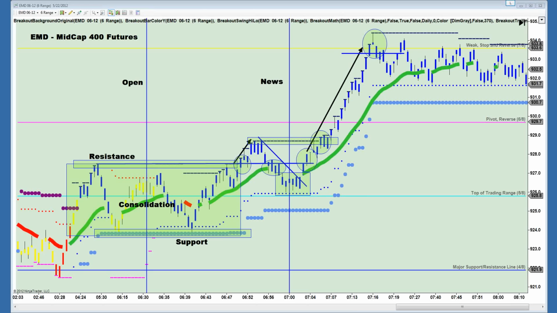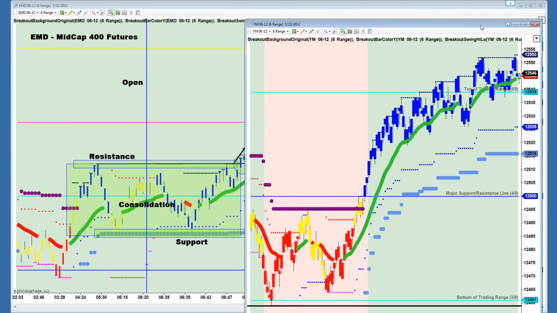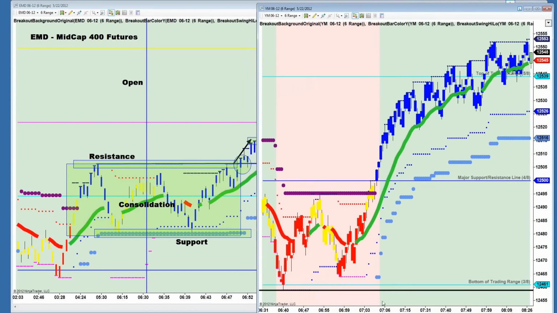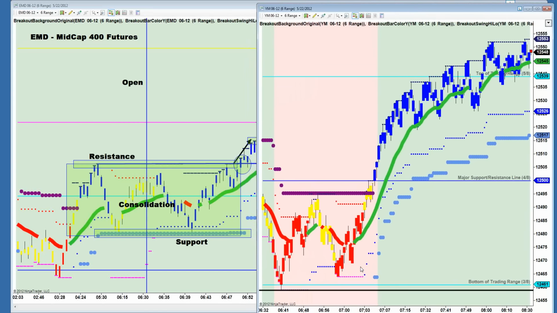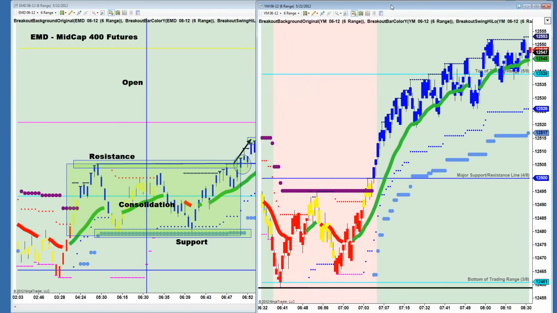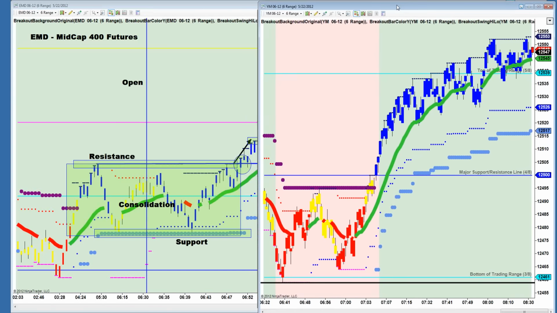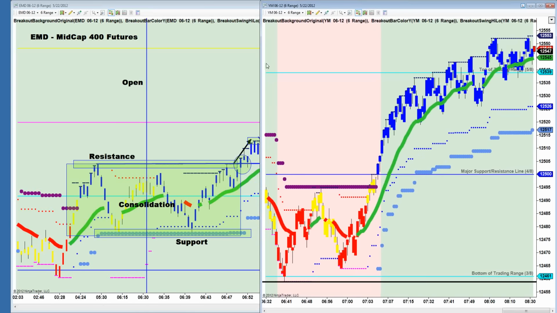I do have one other chart to show. It was very similar to this. I don't have it all marked up like the other chart, but it's very similar, and I want to drag it over. This is YM. Now this is $5 a tick, and so in terms of risk per contract, it's about half of what the Russell TF and EMD are.